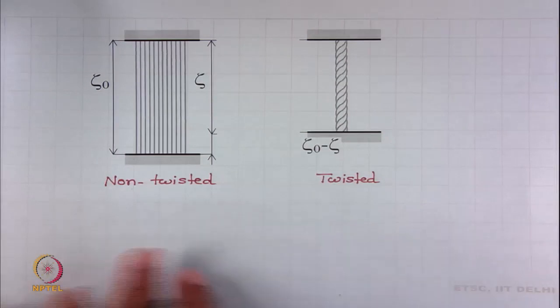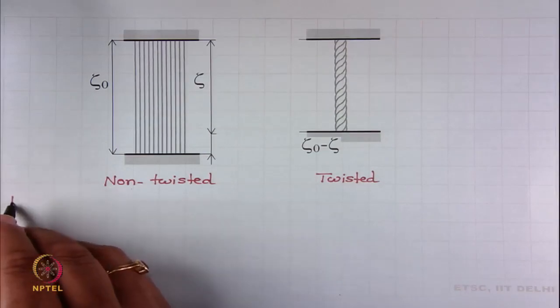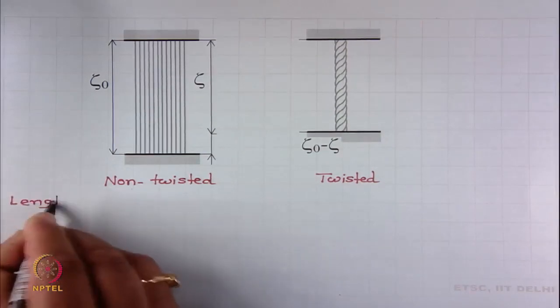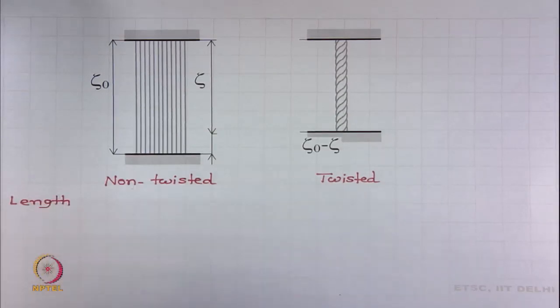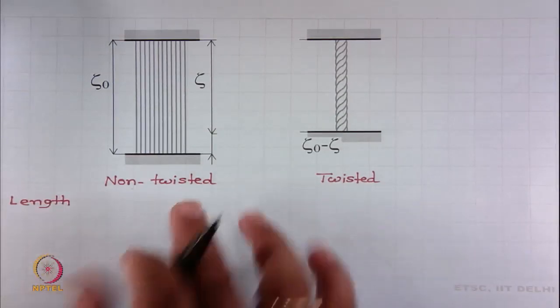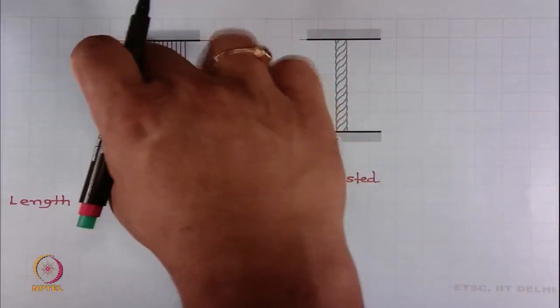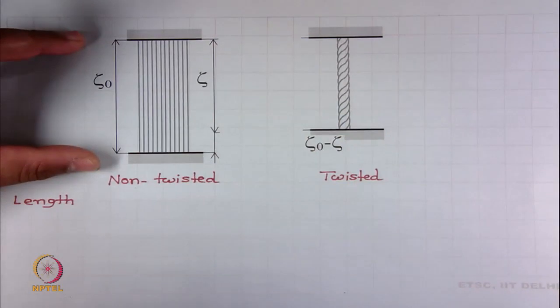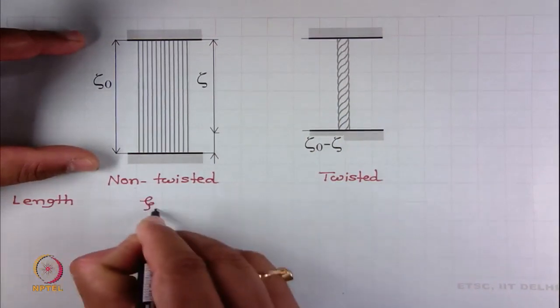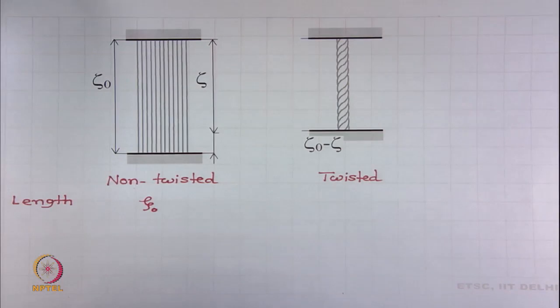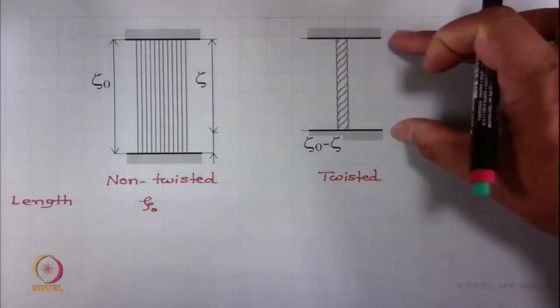Now, these two bundles, non-twisted as well as twisted, they have certain characteristics. Let us establish those characteristics first. The first characteristic is length. What is the length of this bundle? It is zeta naught. What is the length of this twisted bundle? This is the length, zeta.